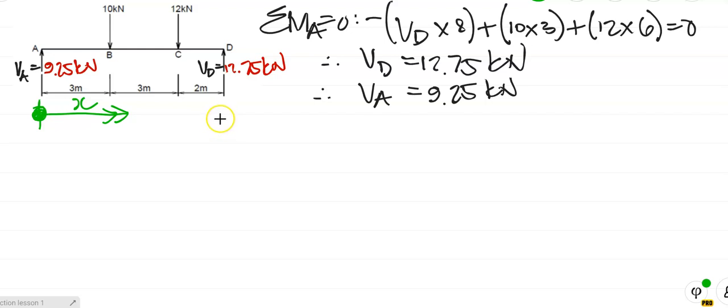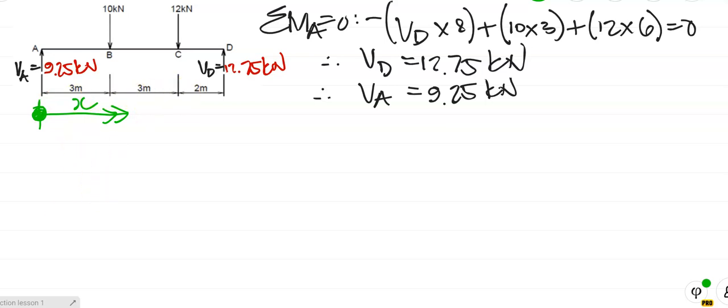Let me take a moment. The distance of this force from A, we know it's 3 meters, but in terms of x it will be x minus 3. Did you get that? And the distance of this force from A is x minus 6. Okay, but we'll get into that now.